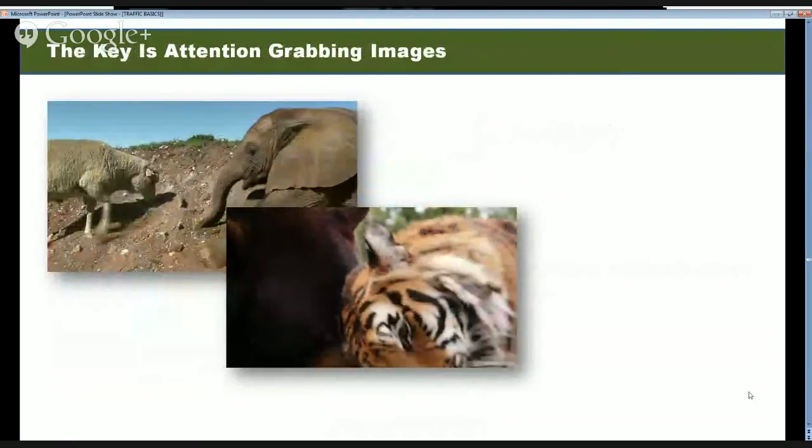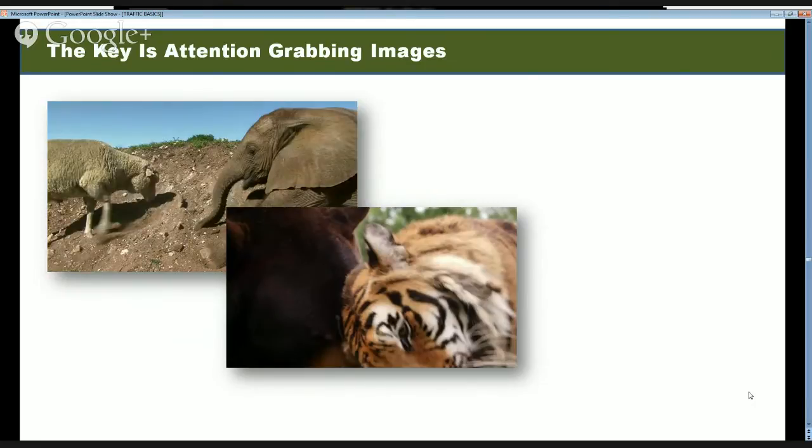Now, why are images important? I want you to think for a second about one of the most popular ads that's been on television. And these are a couple of the images from that ad. You may remember that it's about animals relating to each other from different species. So you have the elephant and the sheep, and you have the tiger and the bear.